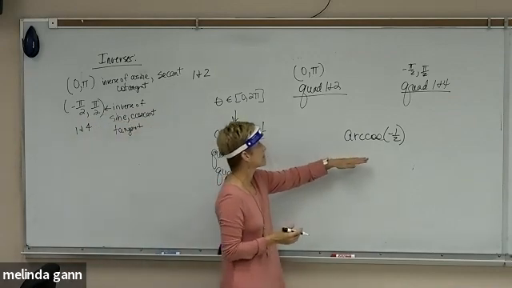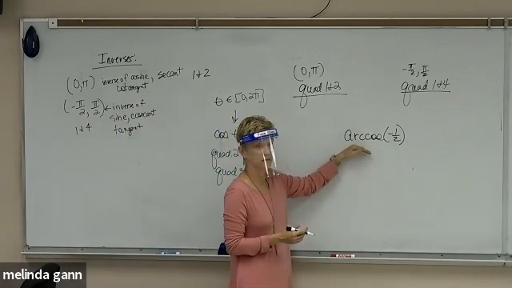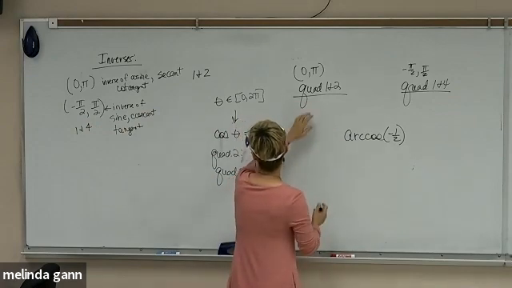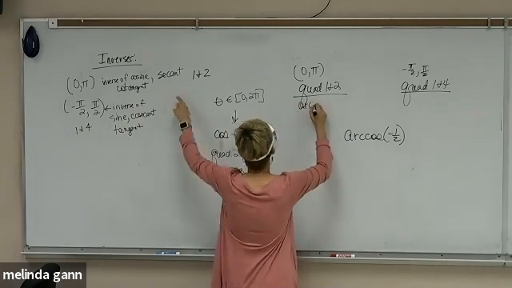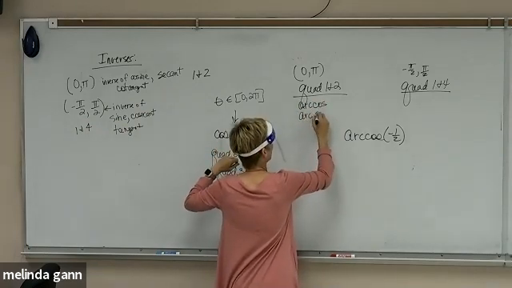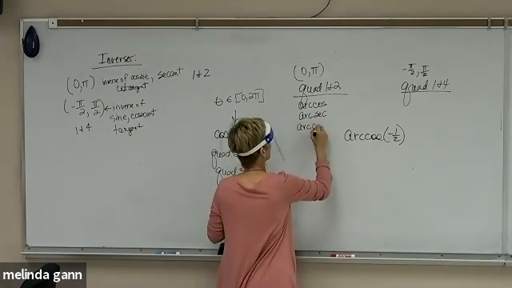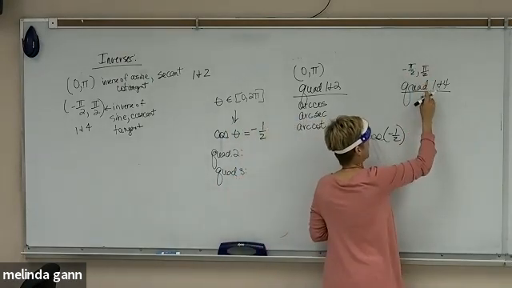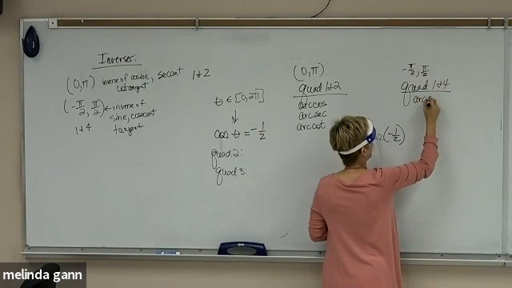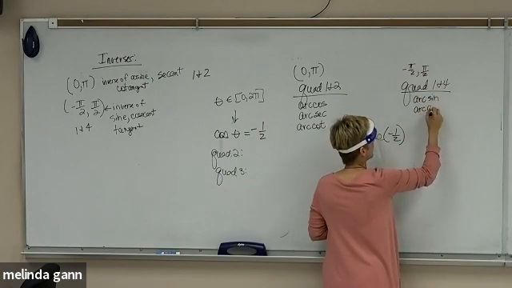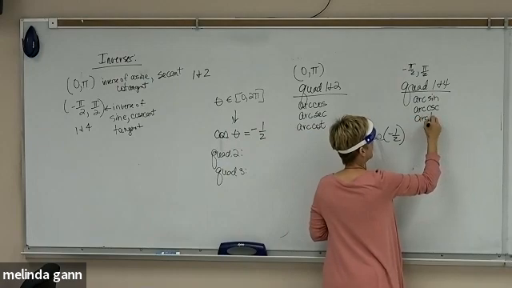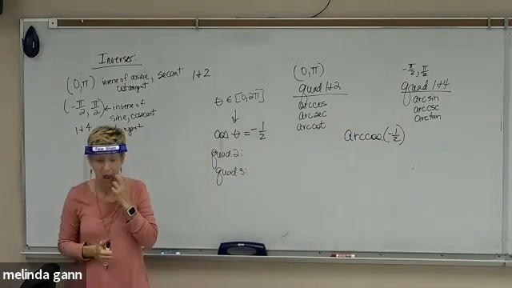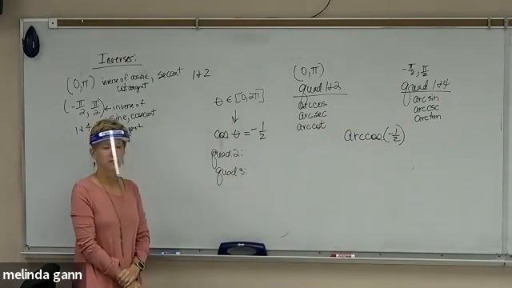Over here, as soon as I see arc cosine, I'm going to have one answer. Now, which ones are between 0 and pi? Arc cosine, arc secant, and arc cotangent. Which ones are going to be between negative 90 and 90? Quadrants 1 and 4. That's going to be arc sine, arc cosecant, and arc tangent.